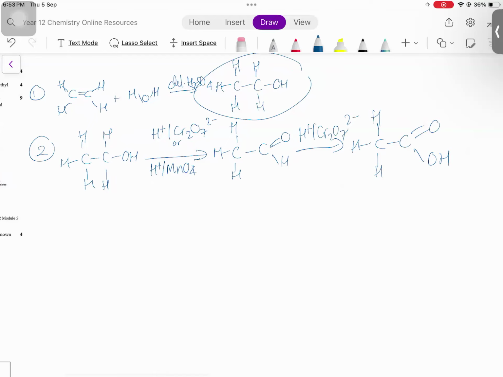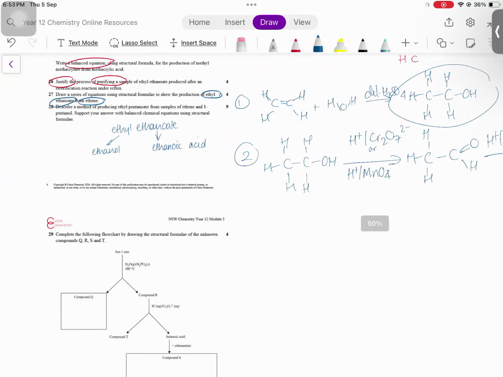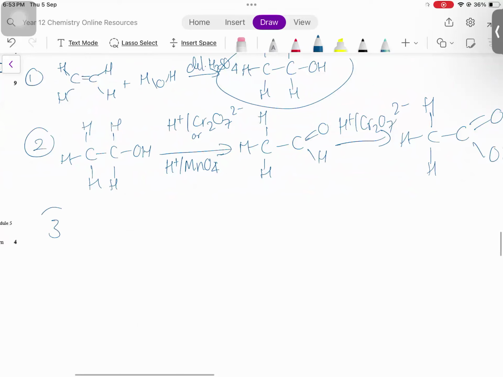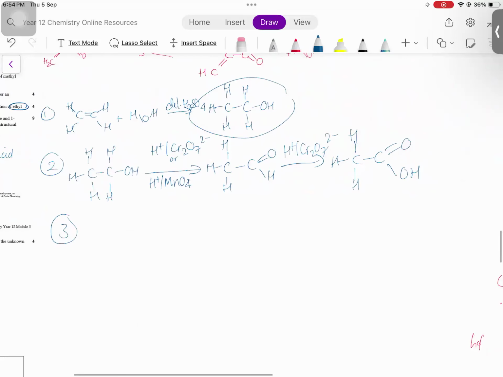Okay. This makes the acid though, but I want to go to making the actual ester, the ethyl ethanoate. So my third equation is the acid plus alcohol turns into my ester equation.